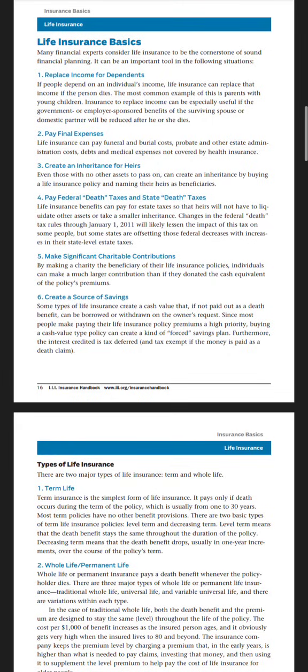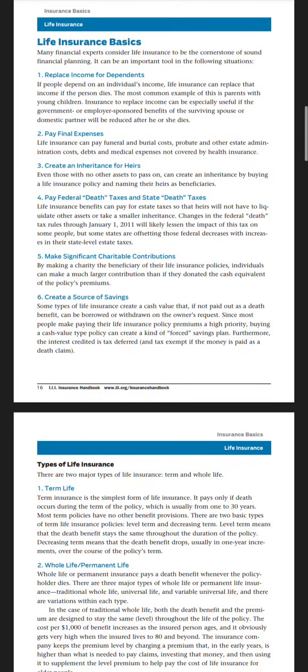Make significant charitable contributions. By making a charity the beneficiary of their life insurance policies, individuals can make a much larger contribution than if they donate the cash equivalent of the policy's premium.